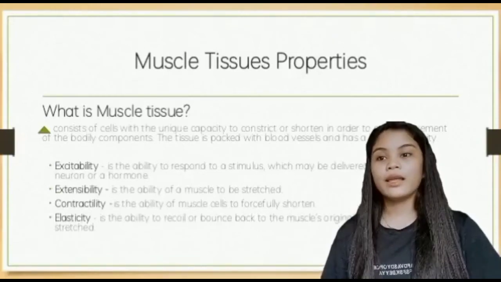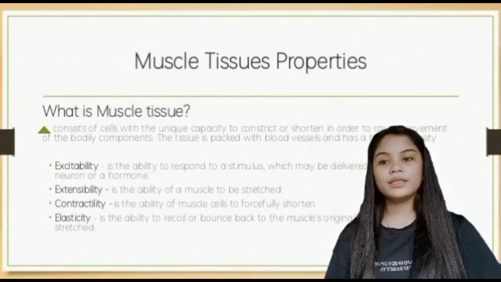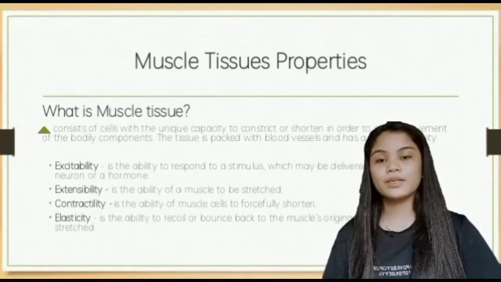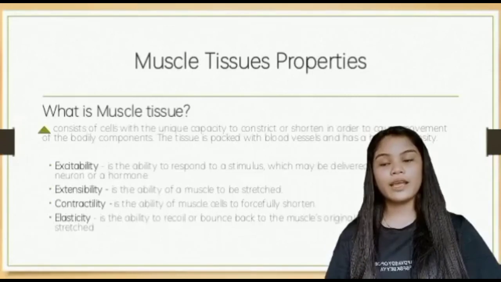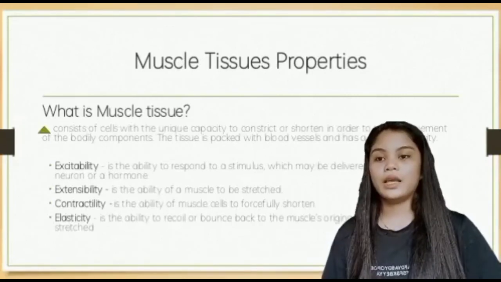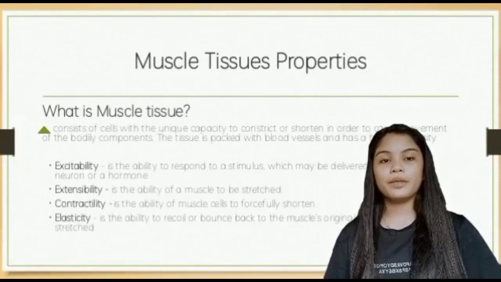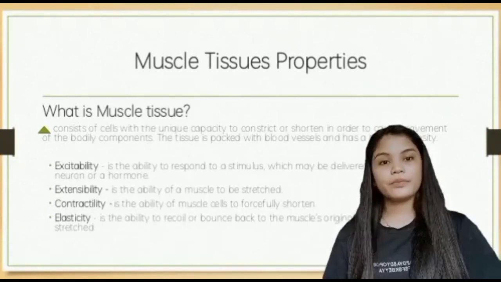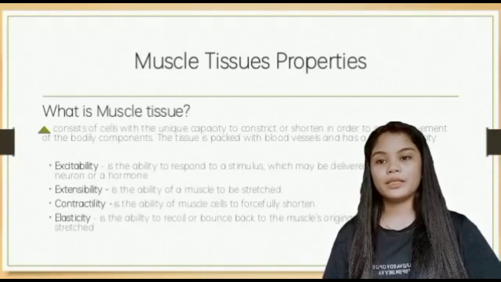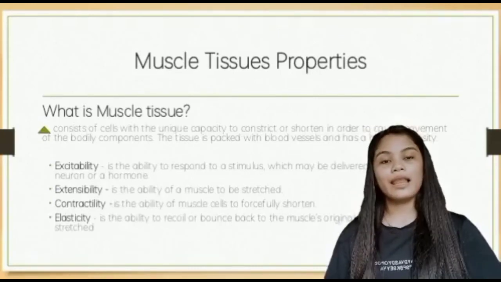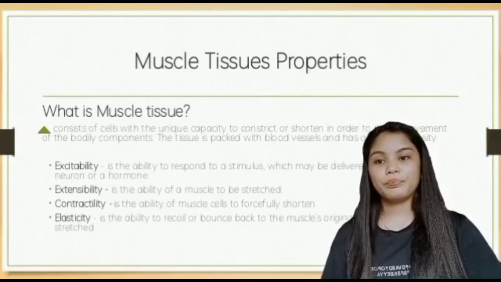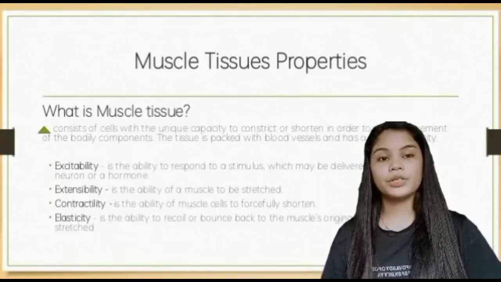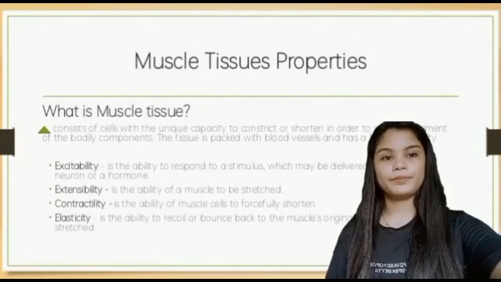Number 1, excitability: the ability to respond to stimuli. Second, contractibility: the ability to contract. Third, extensibility: the ability of a muscle to be stretched without tearing apart. Lastly, elasticity: the ability to return to its normal shape.